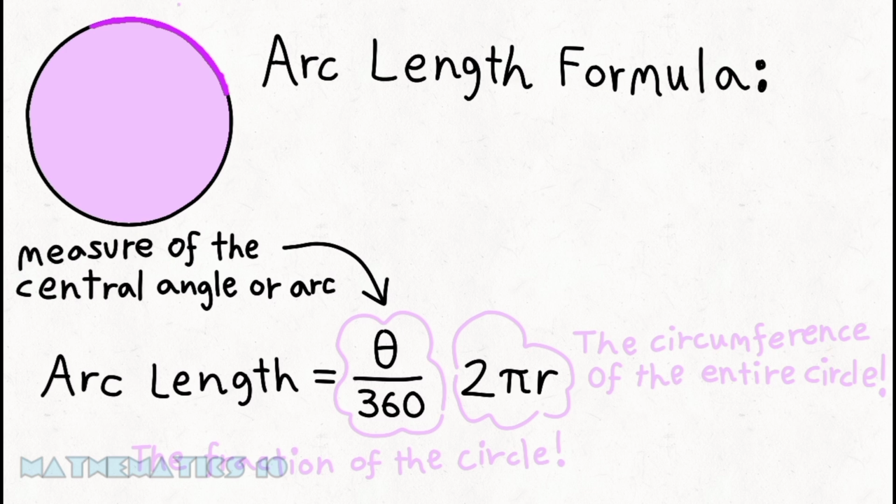An arc length is a portion of the circumference of a circle. You can use the measure of an arc in degrees to find its length in linear units. It's the length of part of the circumference. The length of the arc depends on the measure of the arc and the size of the circle.